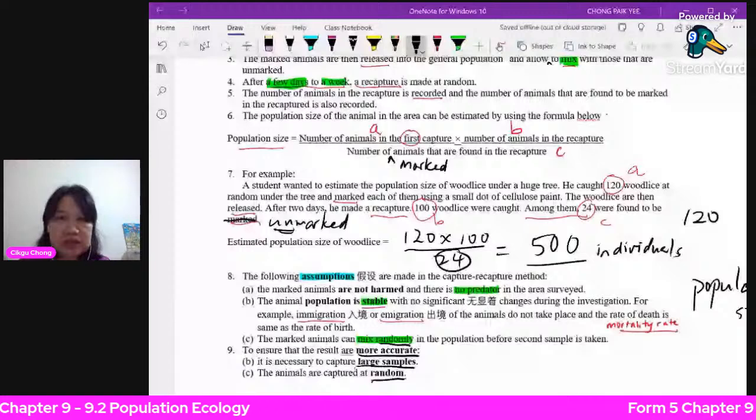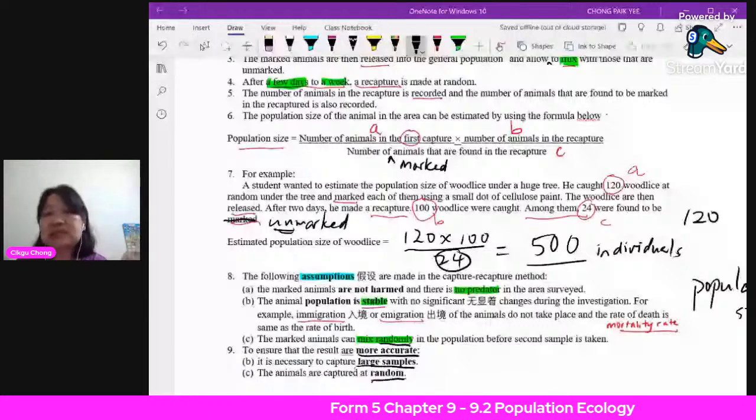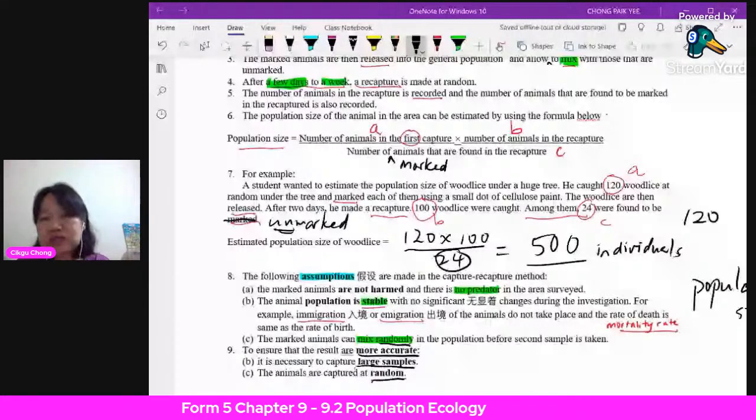I just mentioned the population sampling techniques. Make sure you remember the formula and how to use it. That's most important. Okay, so I will leave you now.